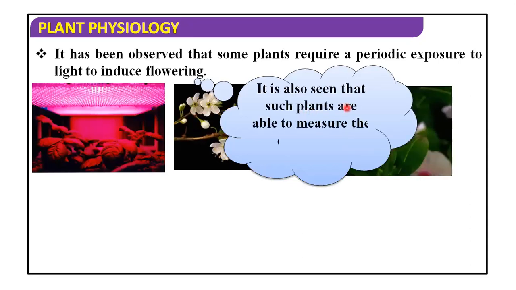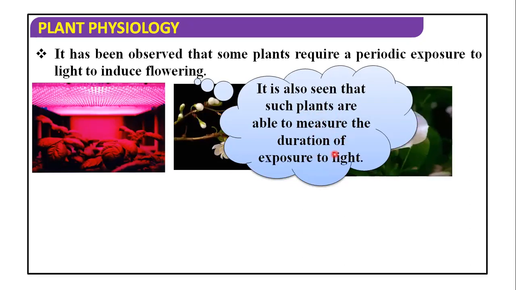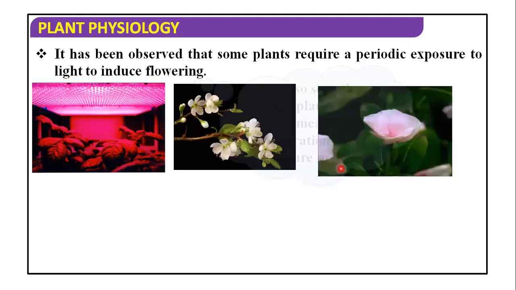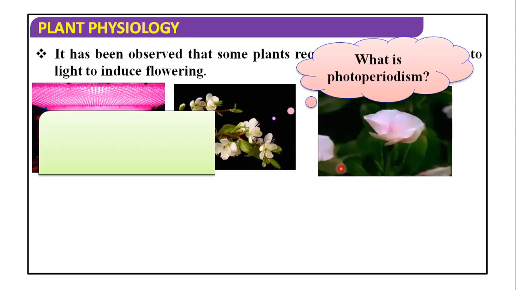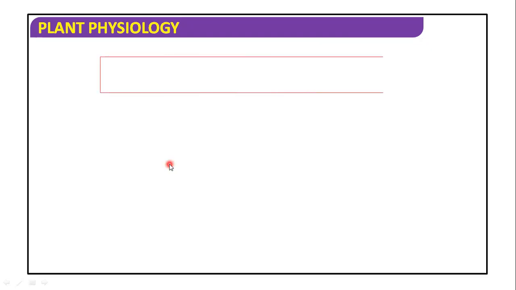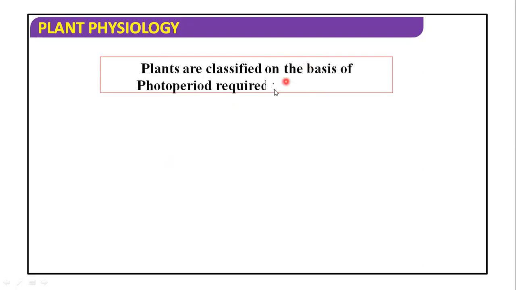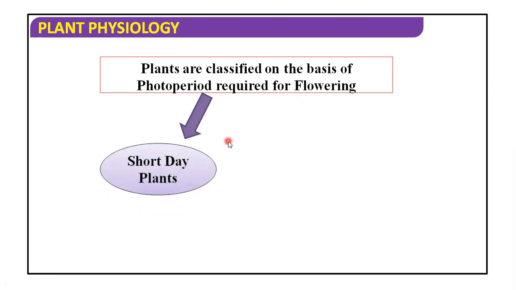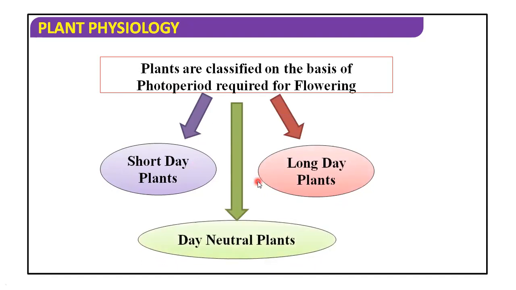See, it has also been seen that such plants are able to measure the duration of exposure to light. It needs to measure the duration also. Now again, I am going to tell you that this term photoperiodism was coined by Garner and Allard. Plants are classified on the basis of photoperiod required for flowering, and that classification is short day plants, long day plants and day neutral plants. These are the three types of plants classified on the basis of photoperiodism.